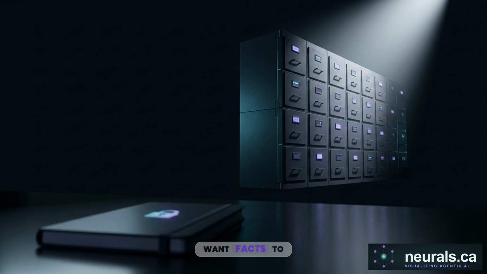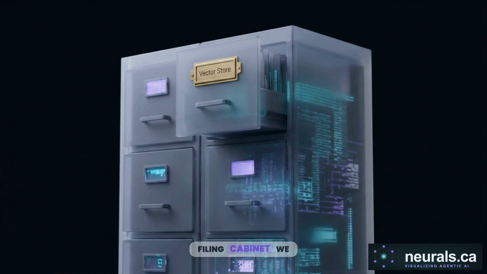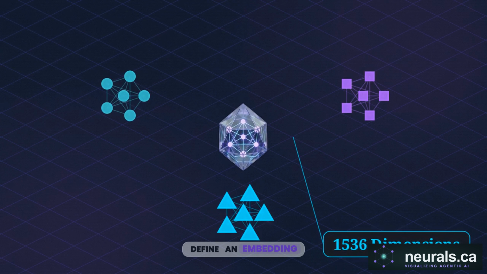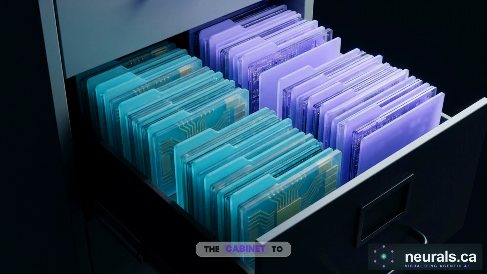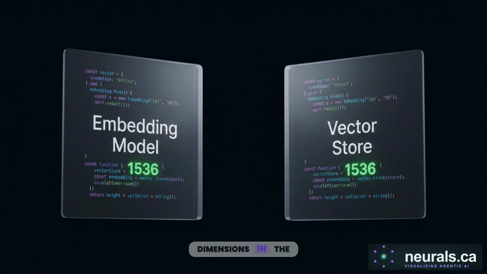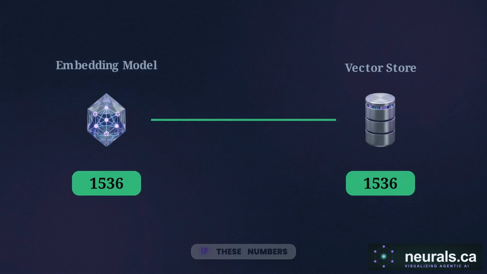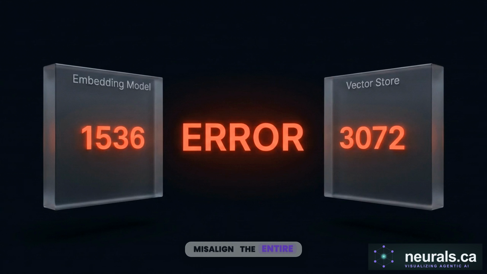This hard boundary perfectly protects active sessions from bleeding into one another. But if we want facts to outlive the thread, we have to build our secondary system. Now, step 2 is the filing cabinet. We give the agent a store object, and crucially, we define an embedding index. This allows the cabinet to organize information by its actual meaning, rather than exact text. You must set the index dimensions in the store to exactly match your embedding model. We used a model with 1536 dimensions, so we configure the store with 1536. If these numbers misalign, the entire index fails.